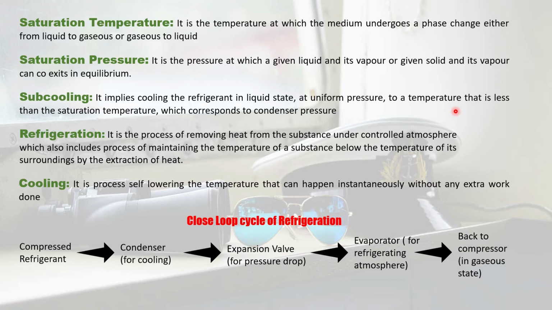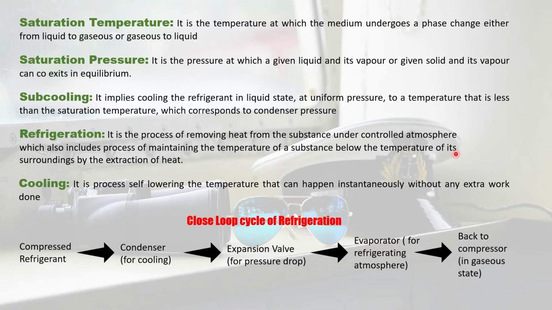Refrigeration. It is a process of removing heat from a substance under controlled atmospheric conditions, and we need to maintain that temperature even when the surrounding temperature of that substance keeps on changing. That process is known as refrigeration. Cooling. It is a self-lowering temperature process that can happen instantaneously. In the previous video, I gave an example of a hot cup of coffee that you left in your room and returned to after some time, and you see the hot cup has cooled. That happened without any extra work done on the coffee. That process is known as cooling.